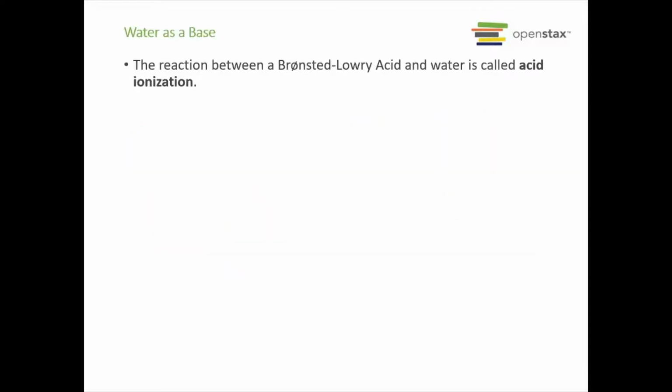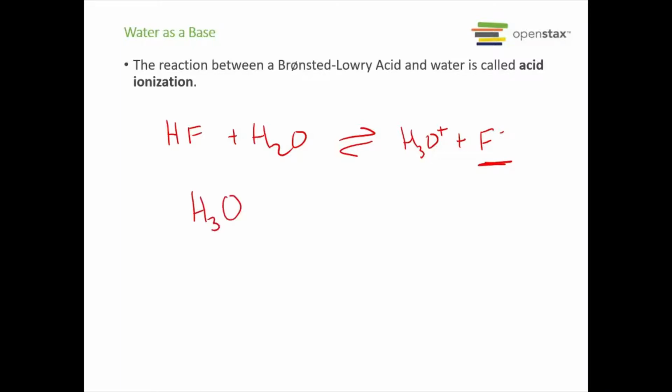So the reaction between a Bronsted-Lowry acid and water is called acid ionization, because that's what you're doing. When you take something, maybe something like hydrogen fluoride, and react it with water, you make some ions. You get H3O+ and F-. So we get this fluoride ion and hydronium ions.